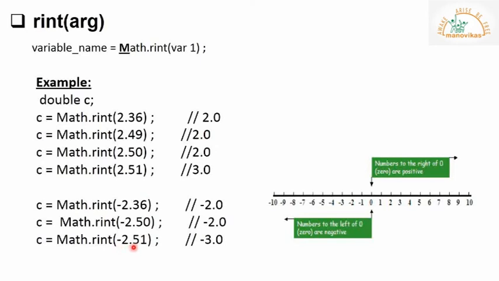Minus 2.51, this is smaller, because minus 0.51 is smaller than minus 0.5. When it is smaller than minus 0.5, it will be rounded to the lower integer value, that is minus 3. Minus 3 will be your answer. Since the return type is double, you will get minus 3.0 instead of minus 3. So please keep that number line in mind and try to understand these figures.